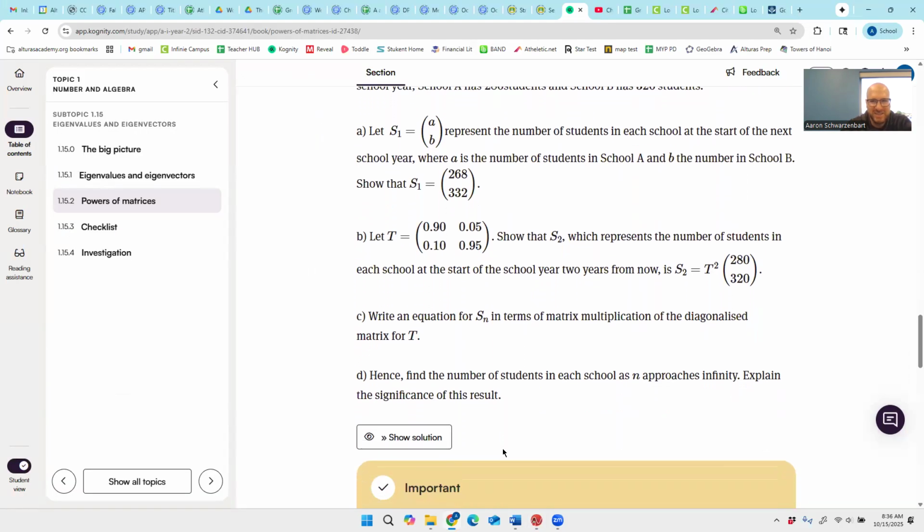Write an equation Sn in terms of matrix multiplication of a diagonalized matrix for T. This is PDP inverse.